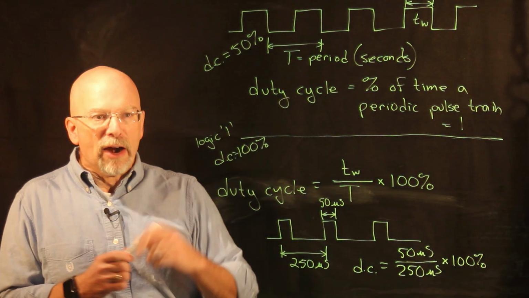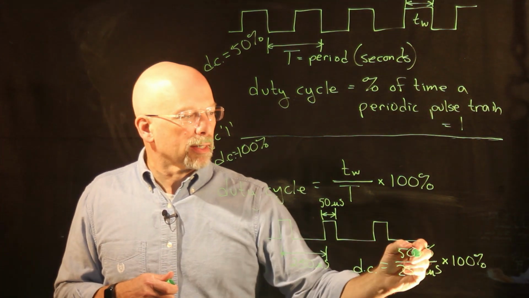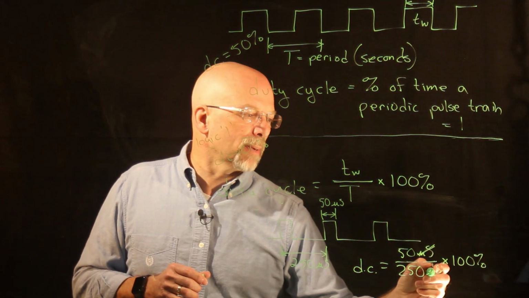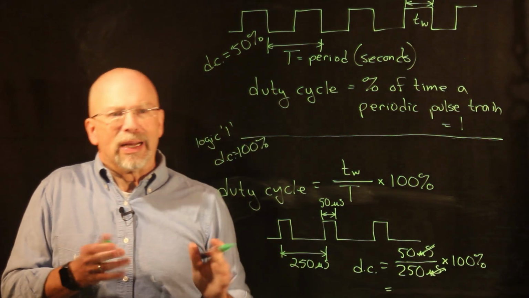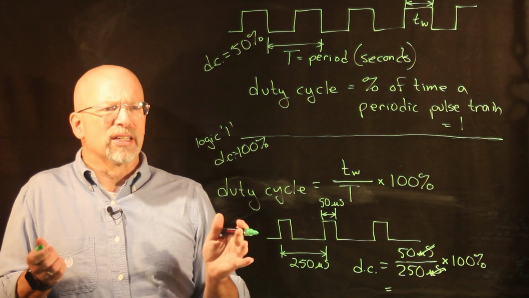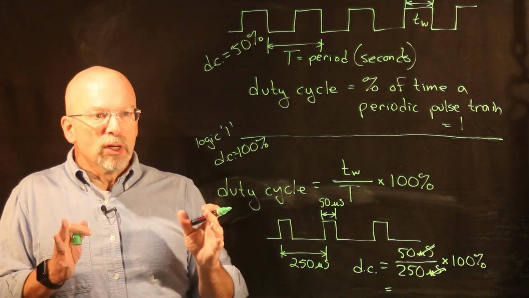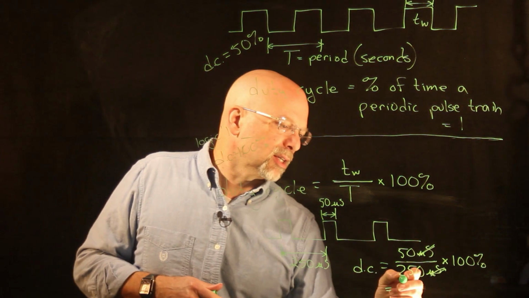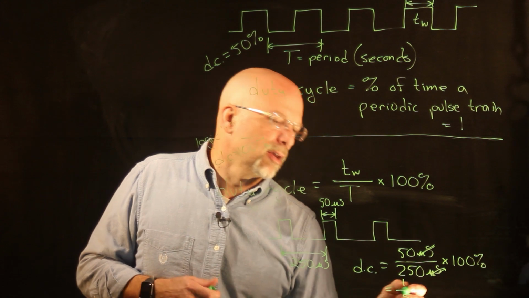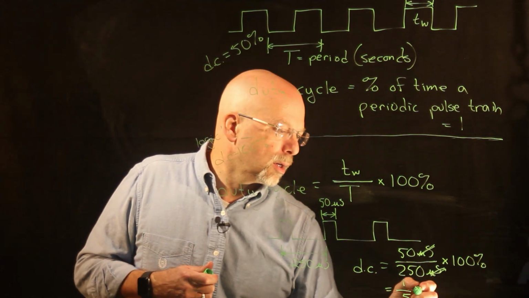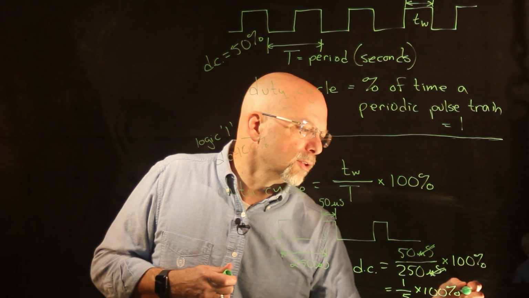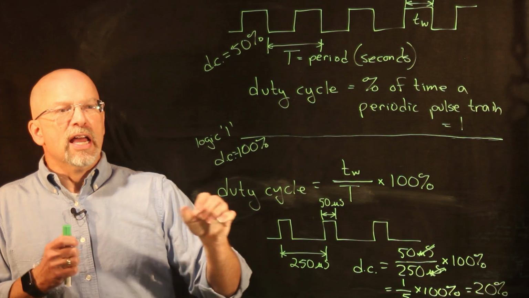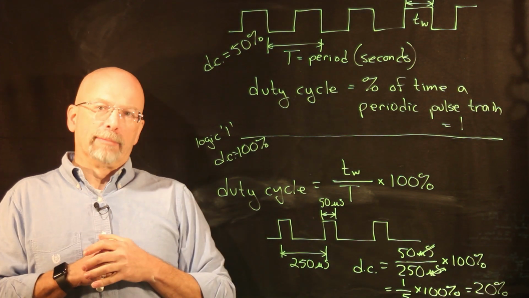There's something very important to see here. The microseconds cancel out, and we've just got a unitless measurement. Percent is not really a unit. Duty cycle is a unitless measurement. So we've basically got 1/5, which is 0.2, times 100%. This means we've got a 20% duty cycle. That means this signal is a logic 1 20% of the time.